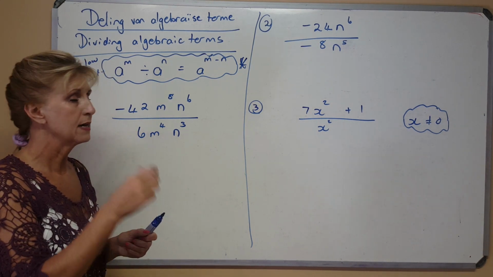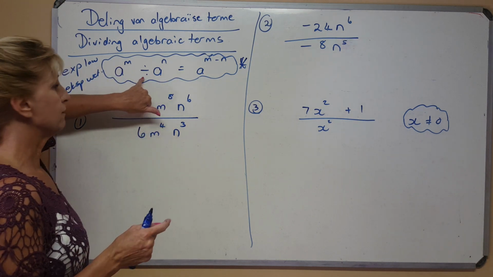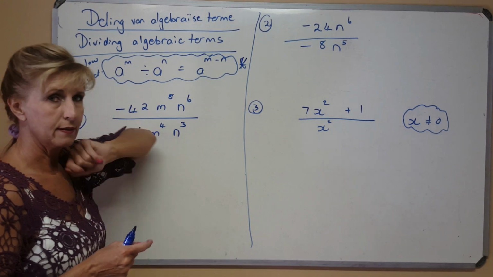With multiplication, you keep the base and you add exponents. With division, you keep the base and you subtract the exponents.